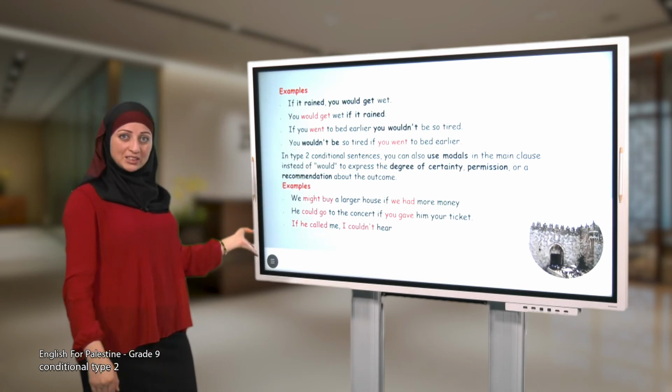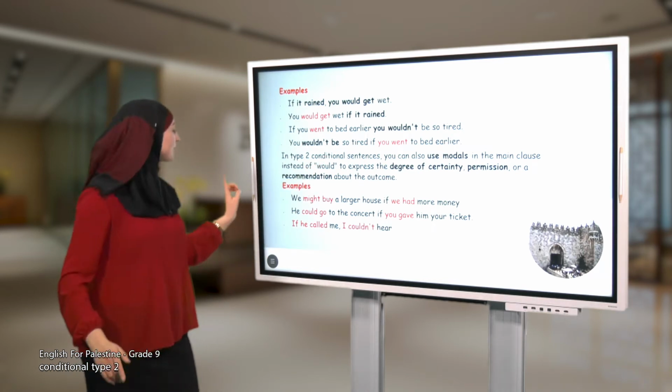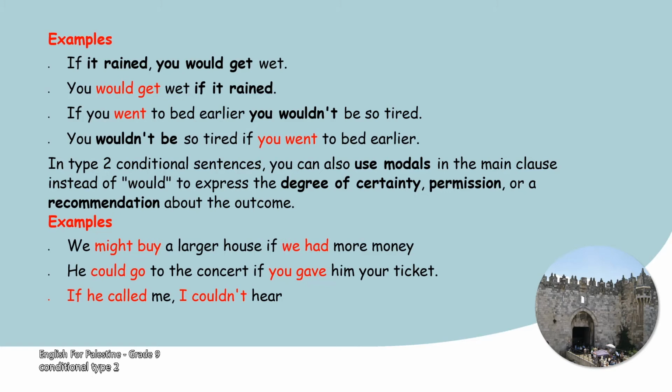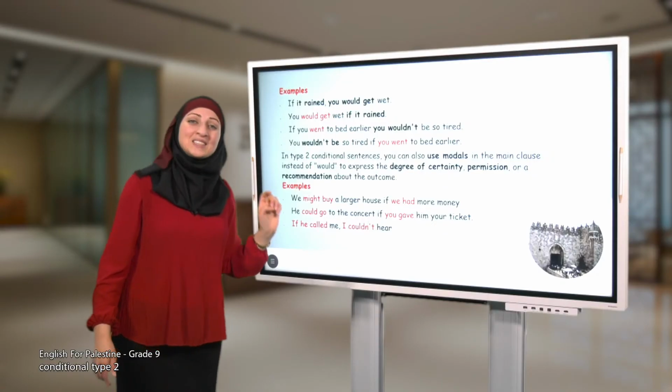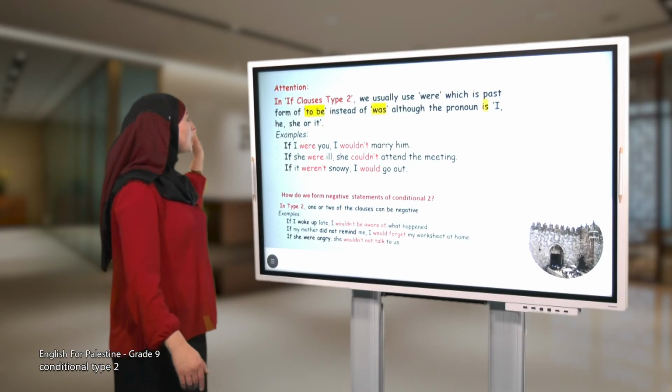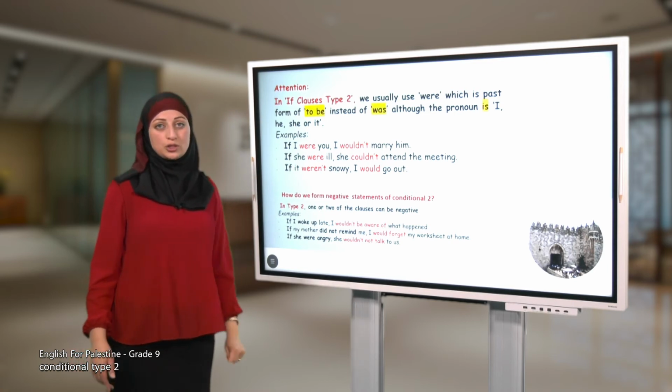We have examples here. Example number 1. We might buy a larger house if we had more money. I used might here. Number 2, he could go to the concert if he gave him your ticket. Number 3, if he called me, I couldn't hear. Let's continue.